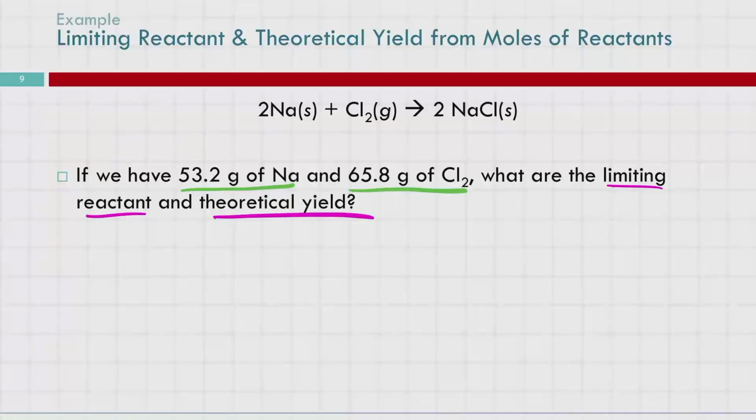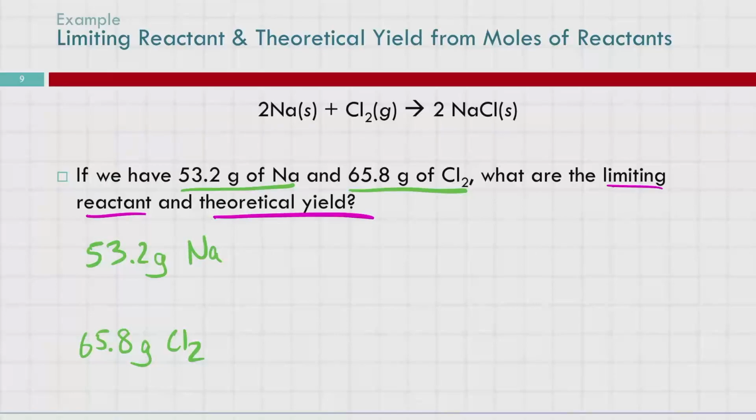How do we get from grams, which we have, to moles? We need stoichiometry. We need molar mass. So we're going to set up the calculation the same way. We've got 53.2 grams sodium on the top. Our second calculation, we're starting with 65.8 grams Cl2 on the top.